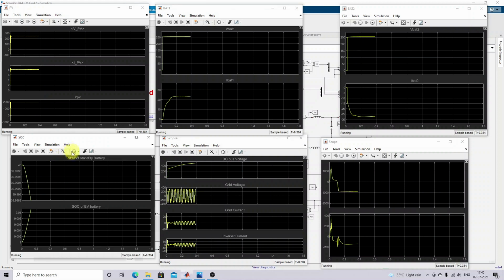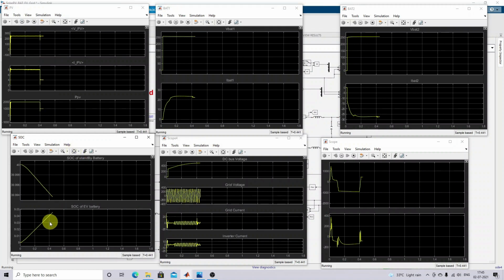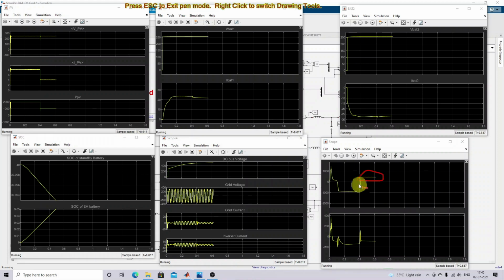You can also see the SOC of the battery. The standby battery's SOC is decreasing and the EV battery's SOC is increasing, which means charging mode condition. Now, based upon this PV power, the grid comes in to supply the power to the DC bus. The power sign has changed to positive, which means the DC bus system is receiving power from the grid.